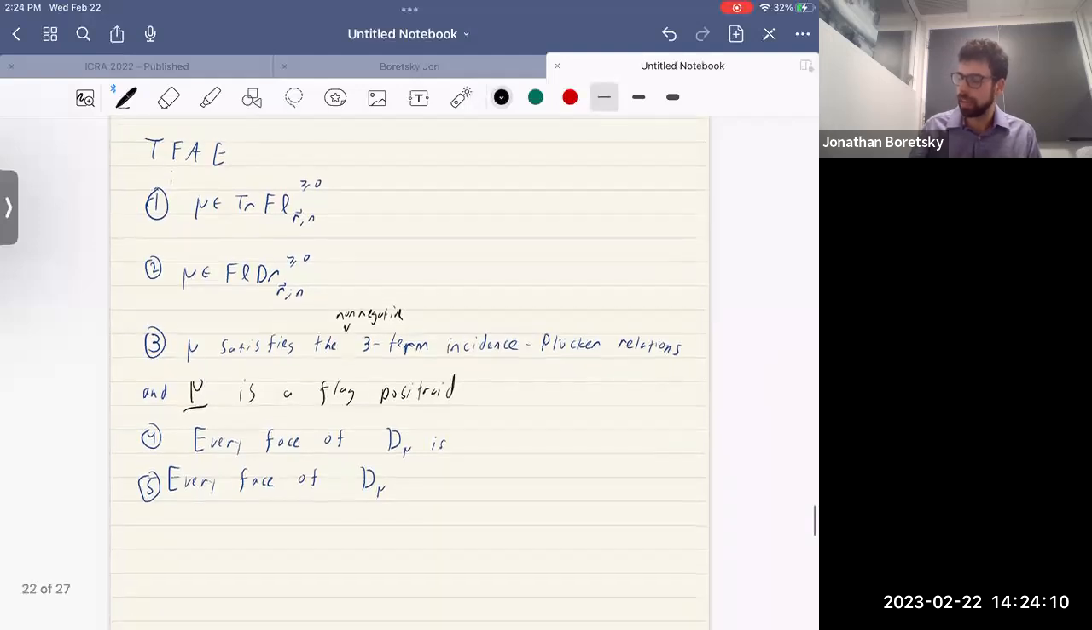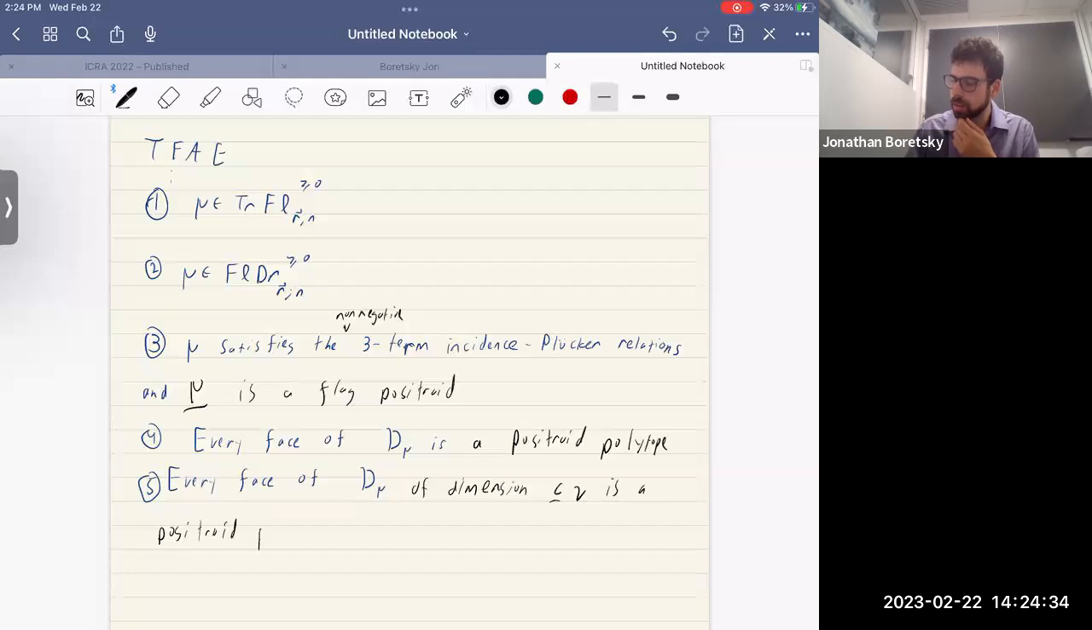Another thing that's equivalent is that every face of d mu is a positroid polytope, so the matroid polytope of a positroid. And the fifth thing is that every face of d mu of dimension at most 2 is a positroid polytope.